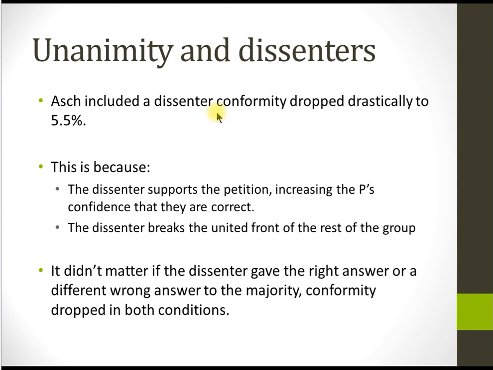Unanimity and dissenters. Asch included a dissenter in his conformity study, and the conformity rate dropped drastically to just 5.5%. He argued this is because the dissenter supports the participant, increasing their confidence that they're correct. Essentially what they're doing is backing them up. The dissenter also breaks the united front of the rest of the group, and this happens even if the dissenter gives a different wrong answer to the majority. It's enough to take solace that you're not the only one whose opinions deviate from the norm.